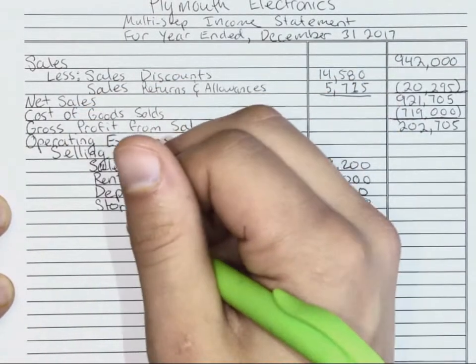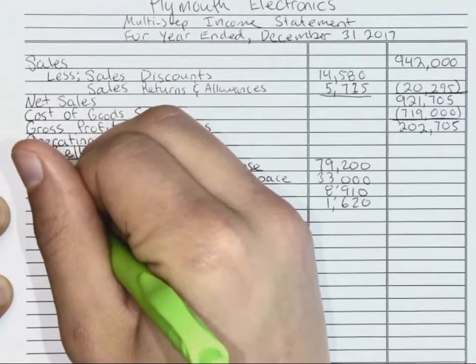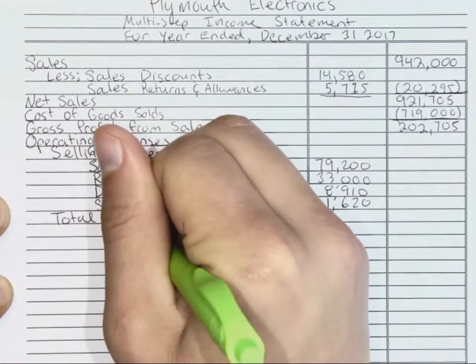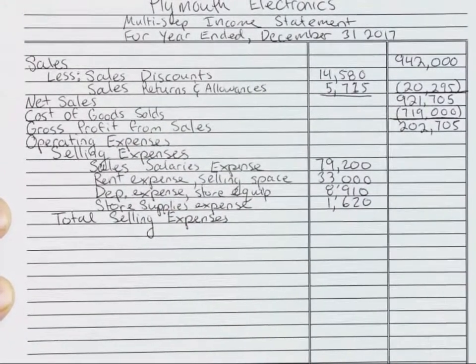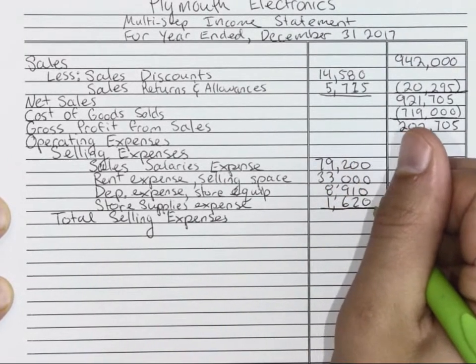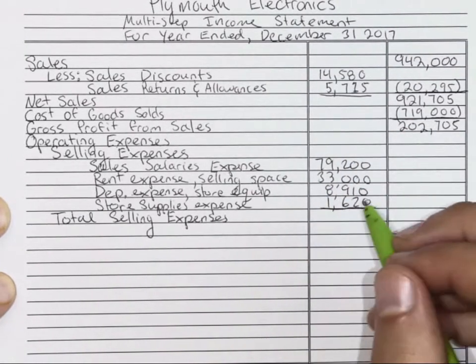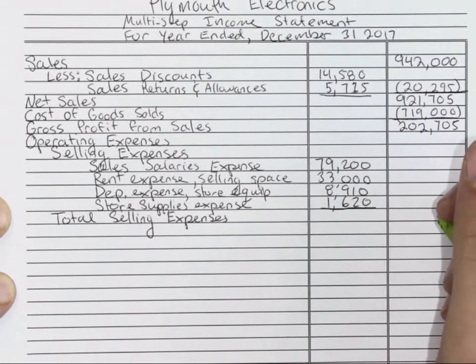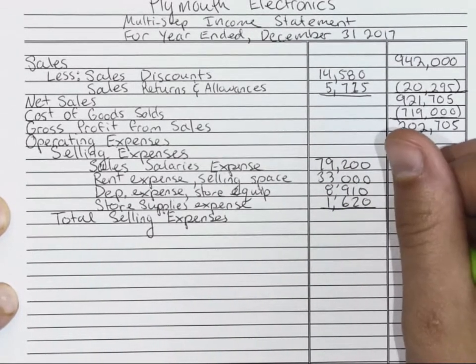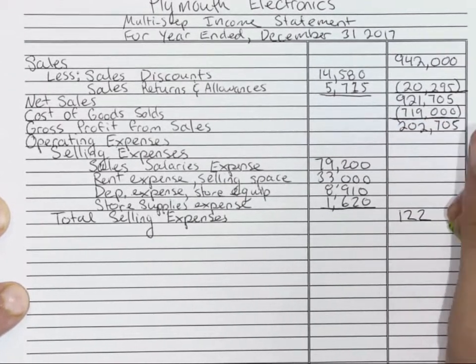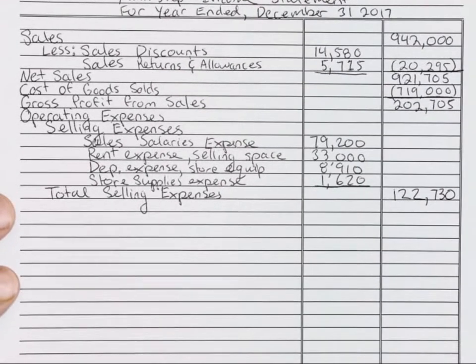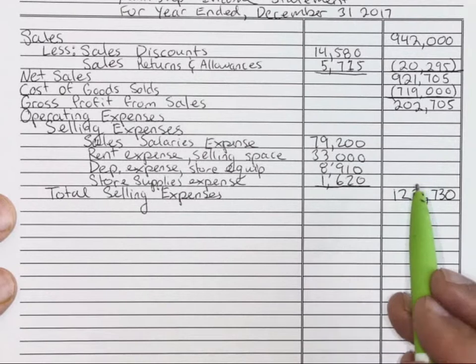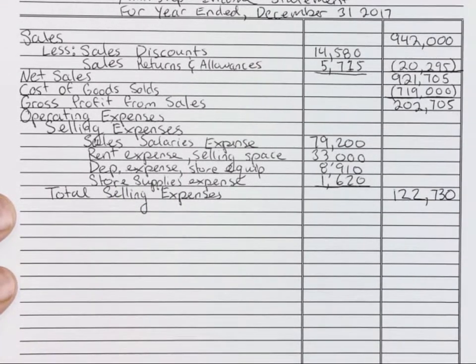We can get our total selling expenses. So when we add these up, it comes to 122,730. So again, you can always just put the sum to the right of it, that's fine, or you can use this. So our second operating expense is what?